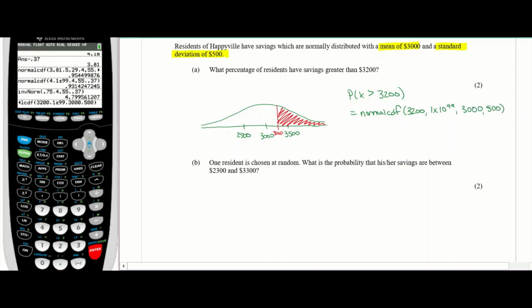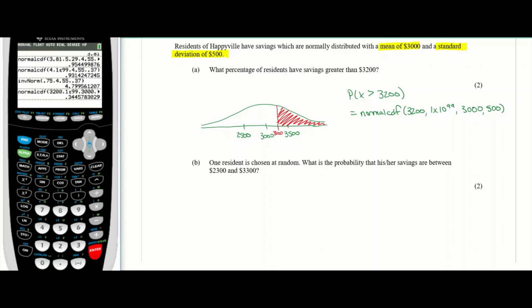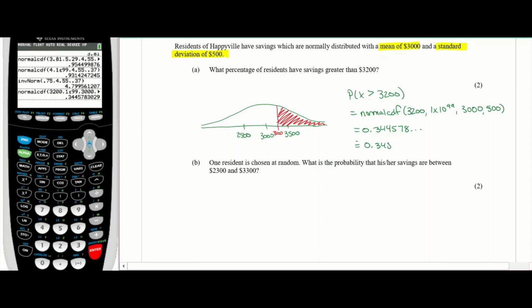Once you get in the habit of this, it actually goes quite fast when you're comfortable selecting which process you're going to use. There's not a lot of work to show for these, right? You just have to show the sketch, show the statements, show the answer. But selecting the right strategy can be tricky. Now, this question was asking for percentage, so I'm going to multiply that by 100 to get approximately 34.5%.